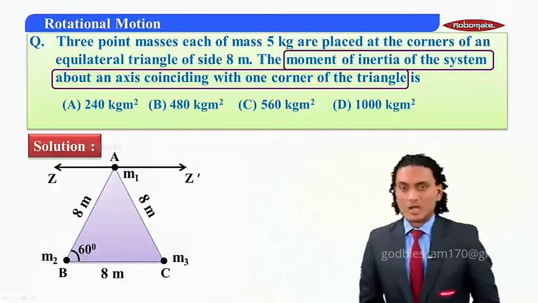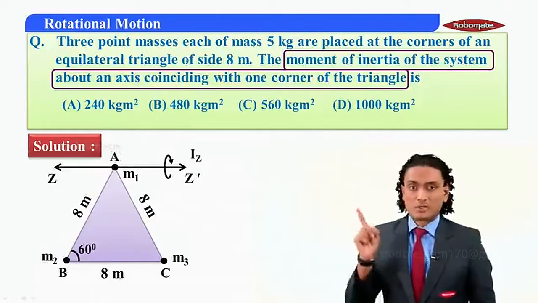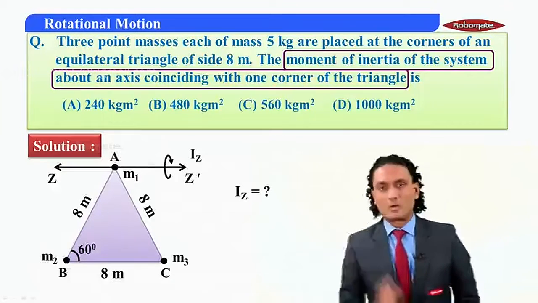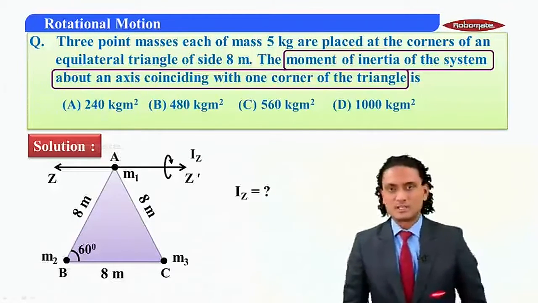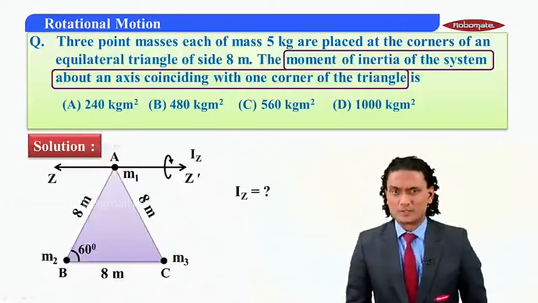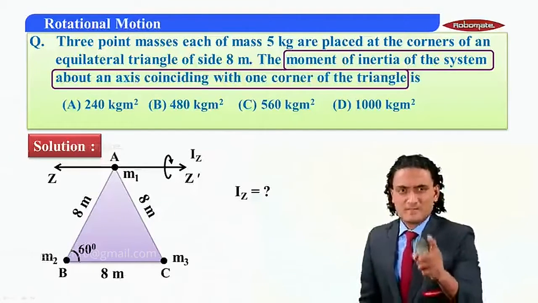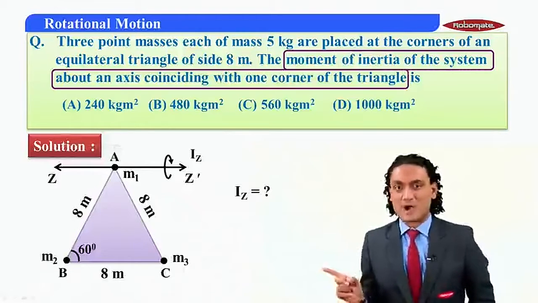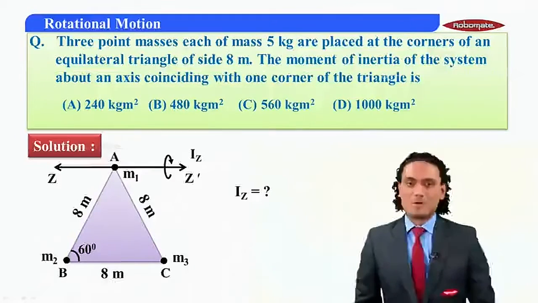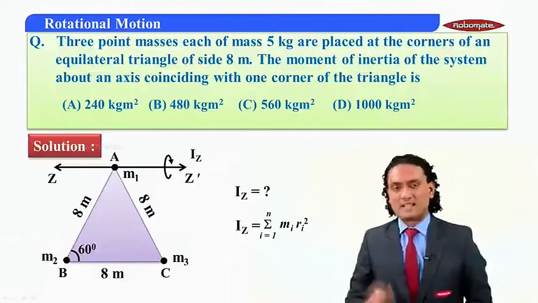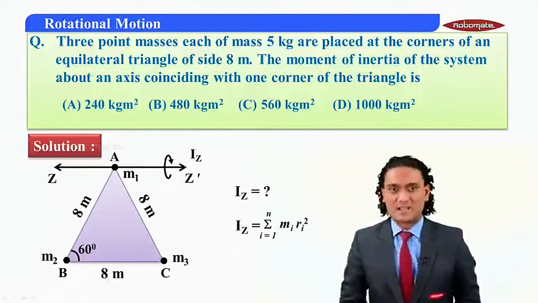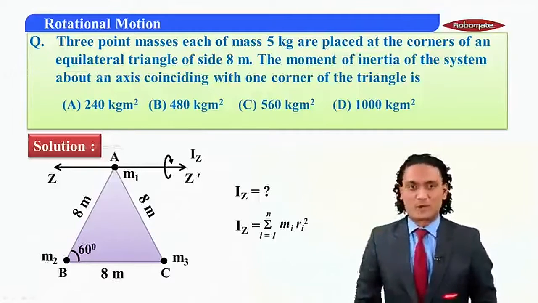Now we need to find the moment of inertia of the system about this axis, that is Iz. So we need to calculate Iz. Which formula can I use over here? Yes, very good. 3 point masses, so immediately the moment of inertia of a system of particles. We know Iz is the summation from i equals 1 to n of m_i r_i squared. So using this formula we can find Iz.